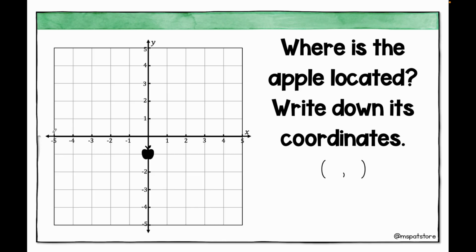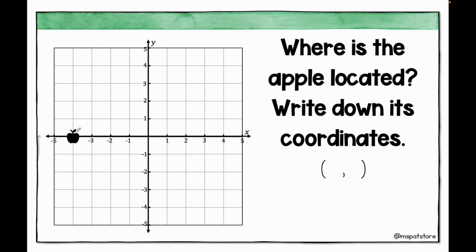Now, I would like you to pay close attention to the apple. This time, it's not on the x-axis, which means that it is 0 here. It is only located on the y-axis. So this time, as this is -2, this must be -1. So it is 0, -1.